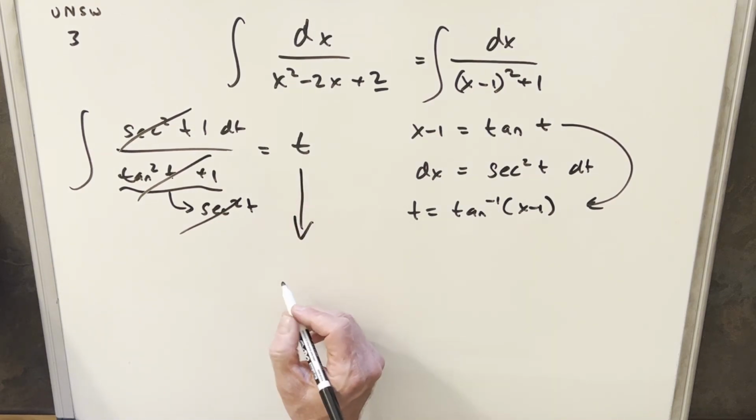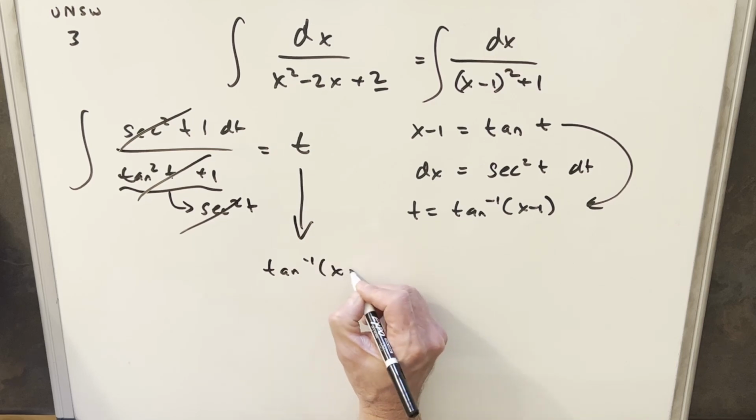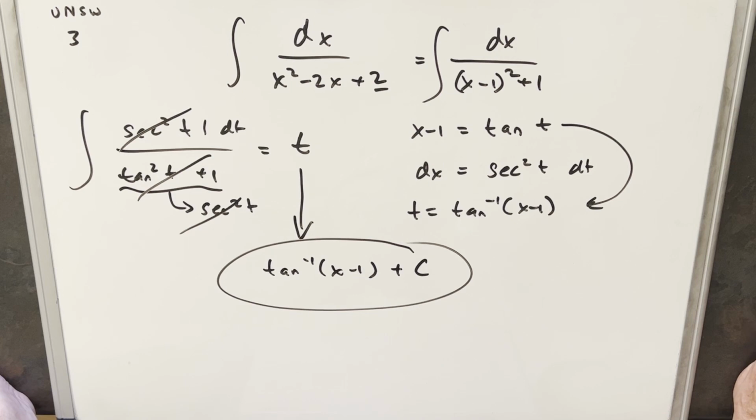So we're just going to have t, which is going to be tan inverse, or arctan, of x minus 1 plus c. So that's it, really quick trig substitution. I guess the only way I could have gone quicker is if they gave us x squared plus 1. Okay, you know it's a quick problem when I only use half the board, so we'll stop it there.